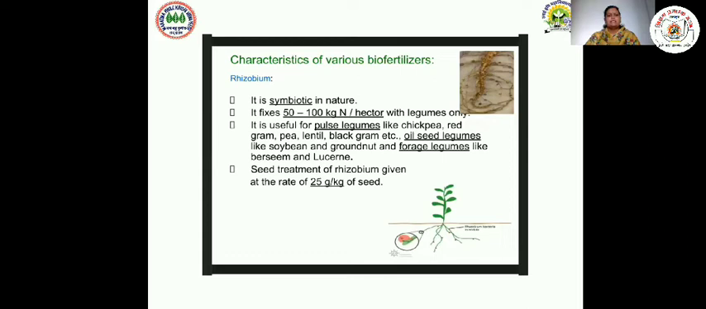It fixes up to 50 to 100 kg nitrogen per hectare with leguminous plants only. It is useful for the pulse legumes like chickpea, red gram, pea, lentil, black gram, oilseed legumes like soybean, groundnut, forage legumes like berseem, lucerne. Okay, the seed treatment of Rhizobium is given at the rate of 25 gram per kg of the seed.